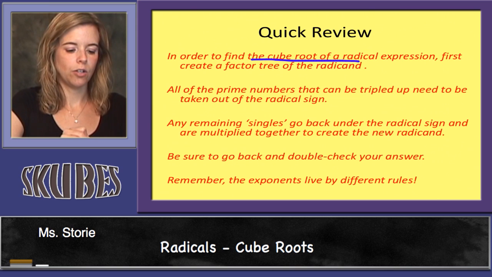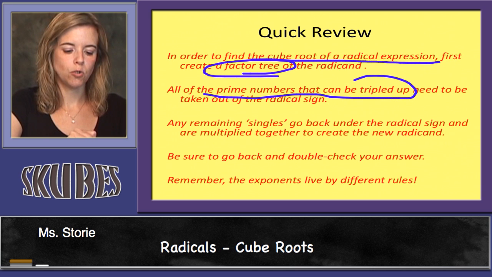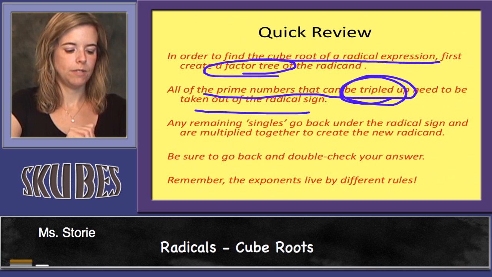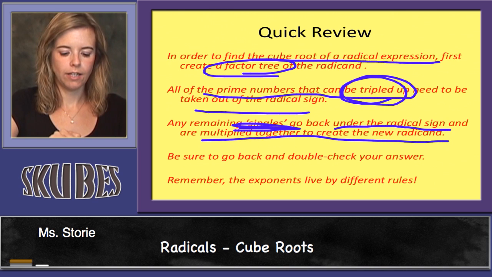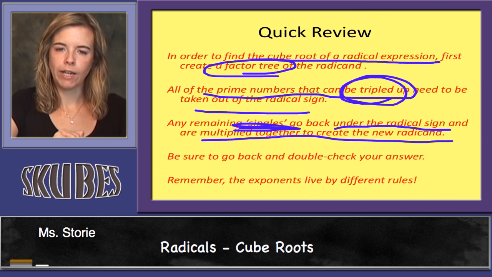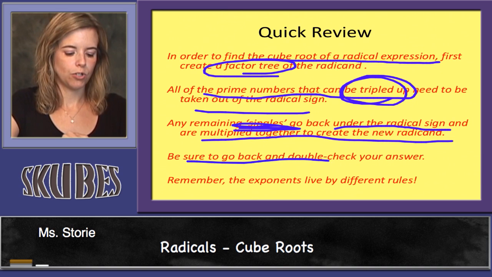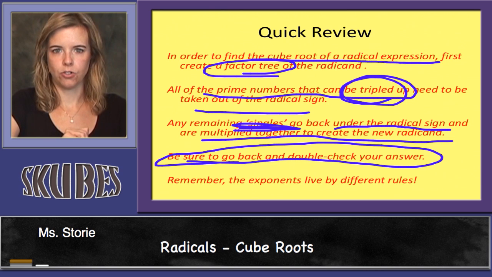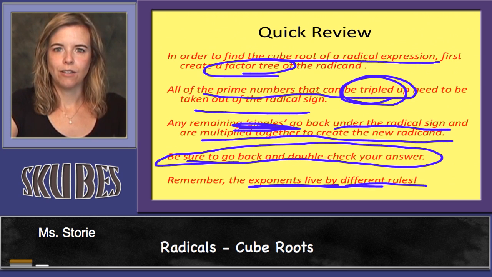Quick review. In order to find the cube root of a radical expression, first do the factor tree of the radicand. All the prime numbers that can be tripled up, because we're looking for cube root, need to be taken out of the radical sign. Any of the remaining singles, the ones that can't be grouped in groups of 3, have to go back under the radical sign, they get multiplied together, and they become your brand new radicand. It works the same way for your exponents as well. Break them down, circle the groupings of 3, take them out. Any leftovers go back under the radical sign. Be sure to go back and double check all of your answers, just like we did. And remember, those exponents live by different rules. And that's it for our lesson on radicals, cube roots.